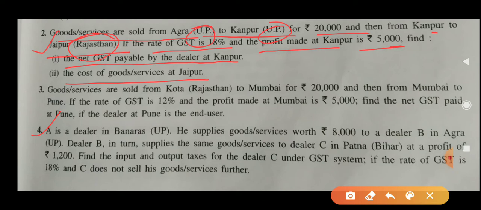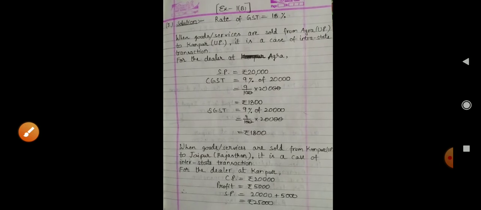Okay. At Kanpur you are making 5,000 rupees profit. GST rate 18% is given. You have to tell the net GST payable by the dealer at Kanpur. How much GST will be paid by the dealer at Kanpur? You have to tell in the first part. Second part, cost of goods and services at Jaipur. What will be the cost of goods and services at Jaipur? So you see the solution.